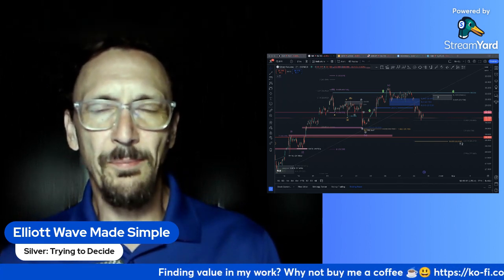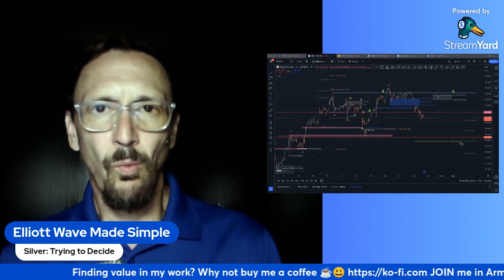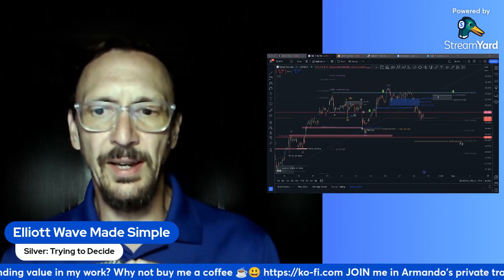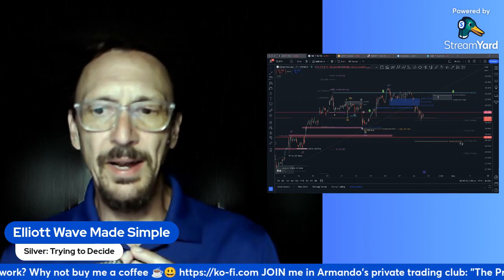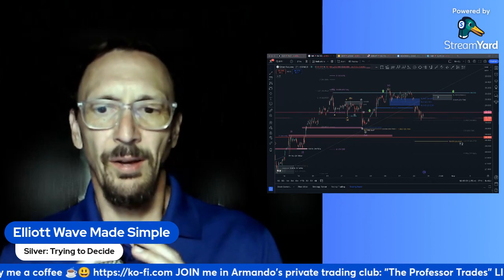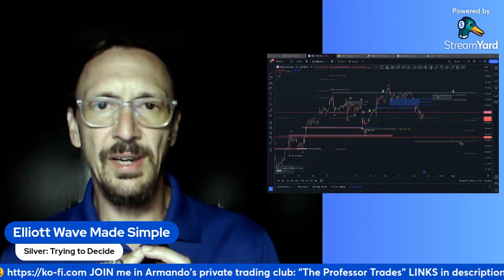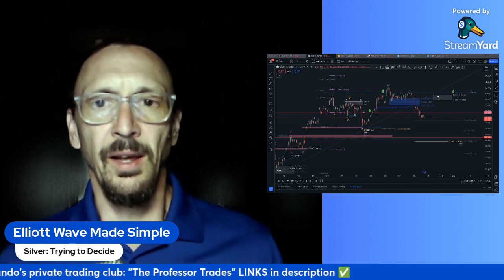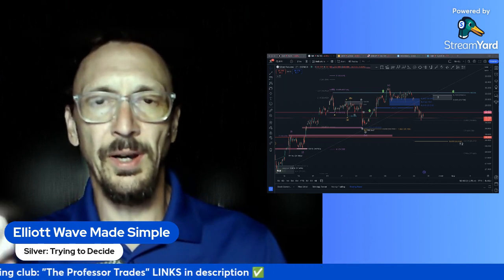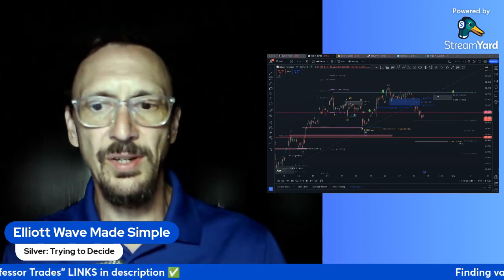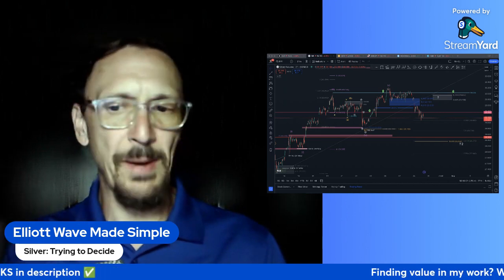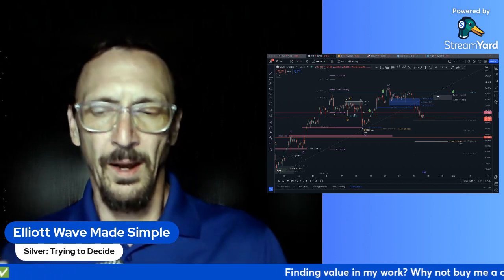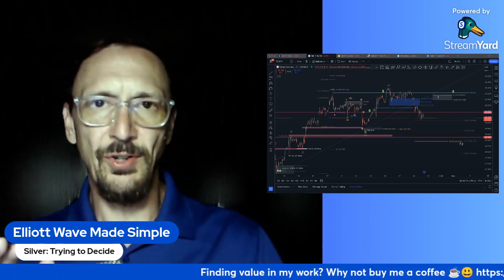And really, my question is, which pathway is silver going to take? It can bottom at any time based on the current structure that I'm seeing. There are two potentials remaining. If you watch my previous video, I was talking about three potential pathways. Now there are two because the first pathway was invalidated. So let's go ahead and dive into the chart and take a look.